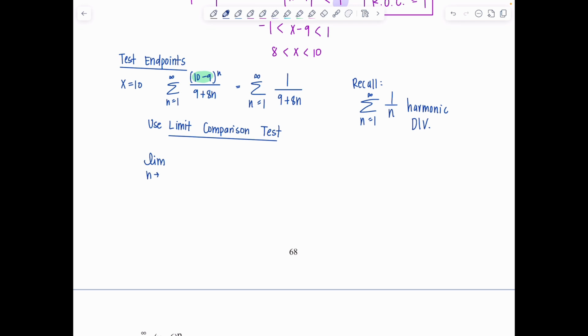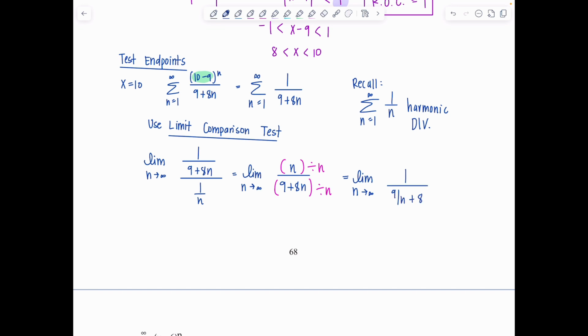All right, let's look at the limit as n goes to infinity of 1 over 9 plus 8n, over 1 over n. So this is going to be the limit as n goes to infinity. That 1 over n will flip up to the numerator, so then you just have n over 9 plus 8n. And then divide by n, and we have now the limit as n approaches infinity of 1 over 9 over n plus 8. So then 9 over n goes to 0, and this limit ends up being 1/8.